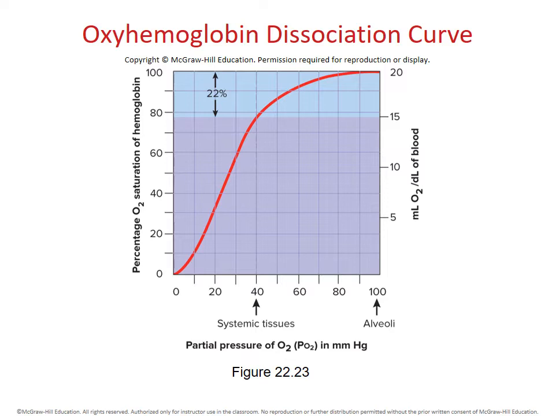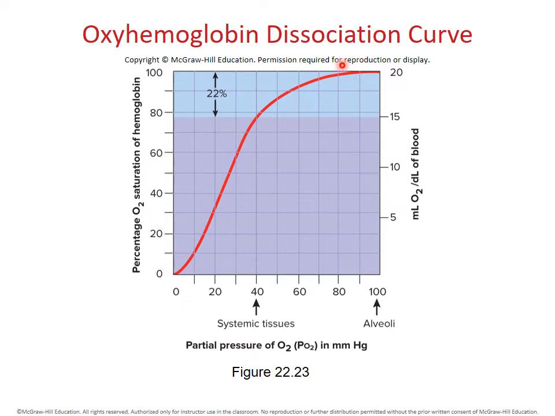Oxyhemoglobin dissociation curve. So this is objective 160. The oxyhemoglobin dissociation curve is going to be the foundation of how we understand hemoglobin to behave and how oxygen is transported through the blood. So let's look at our baseline to begin with.